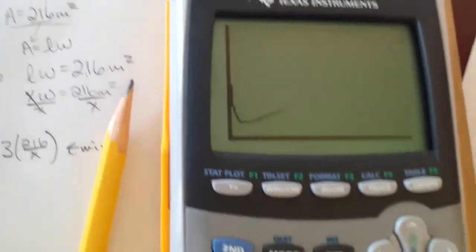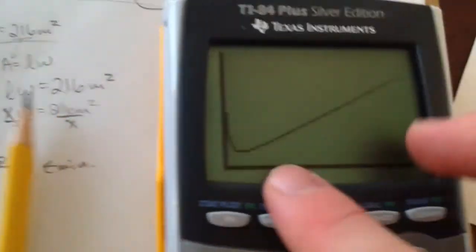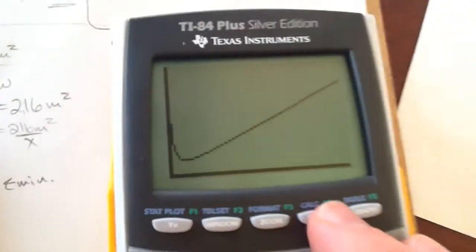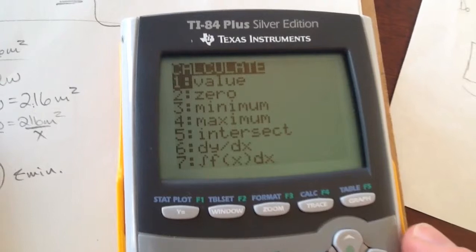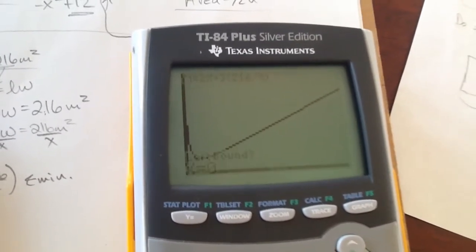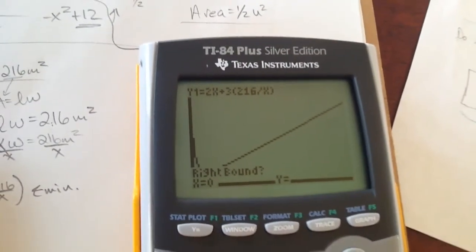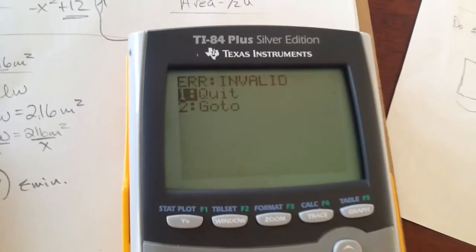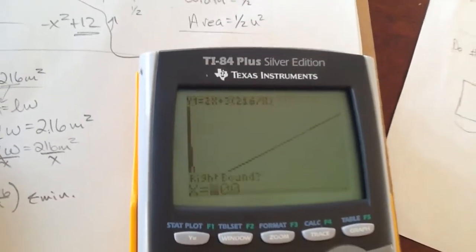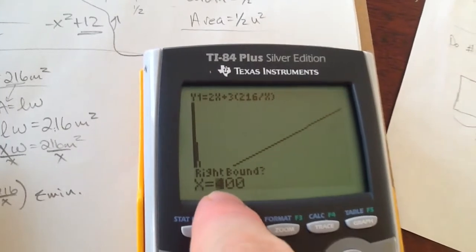Now I graph, and hey, doesn't look bad. Remember I was trying to find a minimum for that? Looks like right there. So you hit second, calculate, minimum. Left bound, I'll just push 0, and it'll start searching over there. Right bound, I don't even remember, wasn't that like 400? Who cares? Whoops, nope. Go to. Whenever that happens, if you get an error and it says quit or go to, push go to, and it'll take you where your error is.